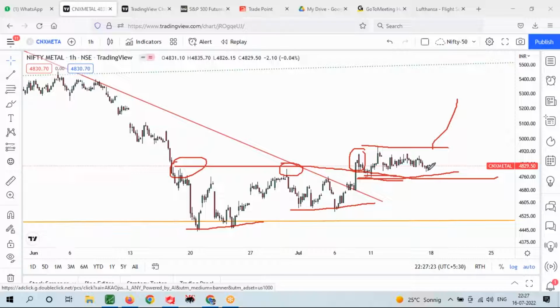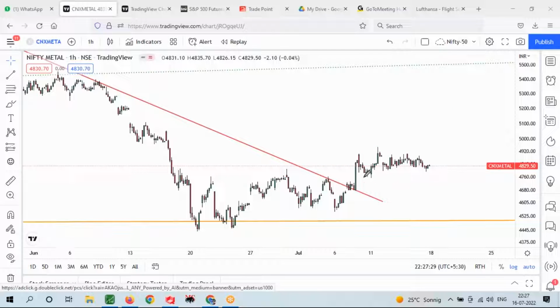I don't get into individual stock right now. Maybe you can keep this low as a stop loss. See, either this low or this low as per the metal index, 4680 or 4750. So I would say 4680 would be the better stop loss because it has consolidated and given a breakout.